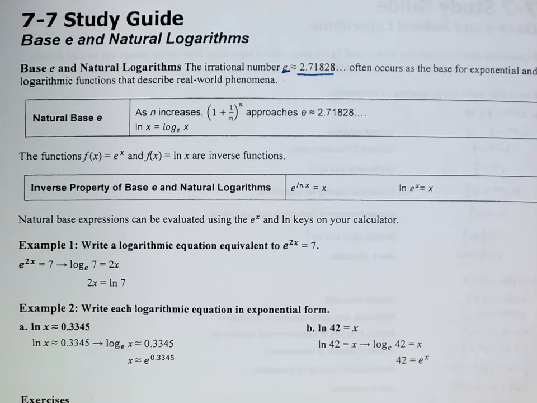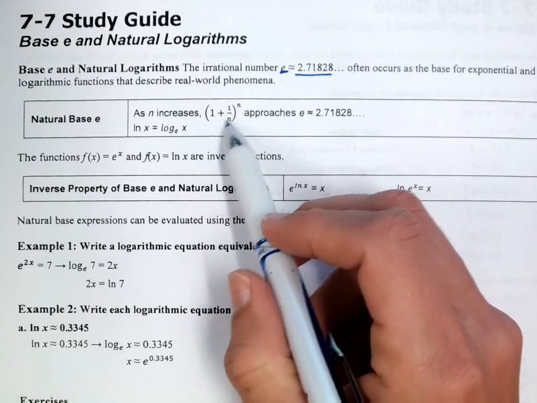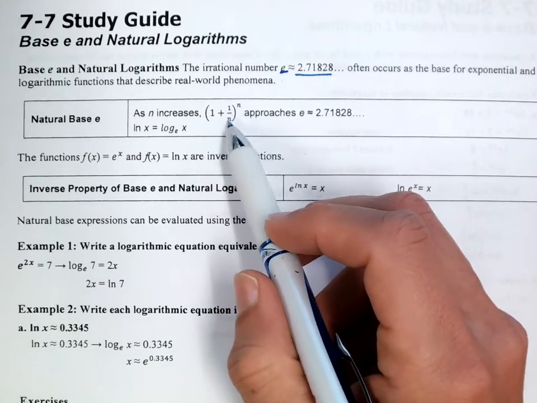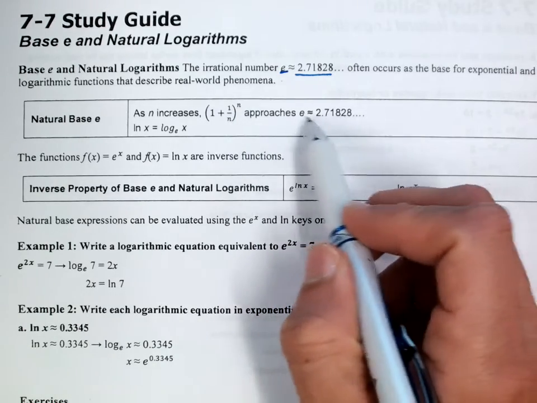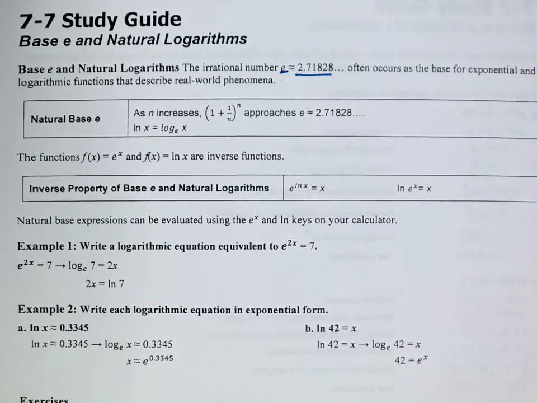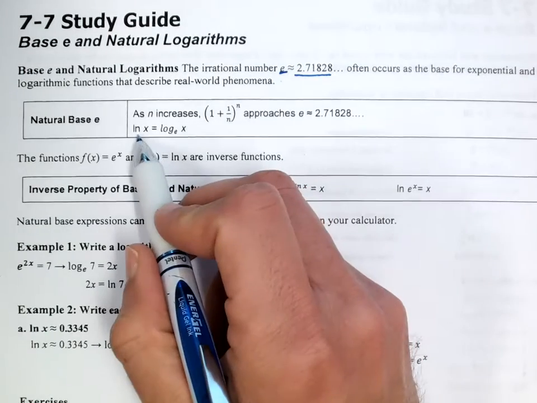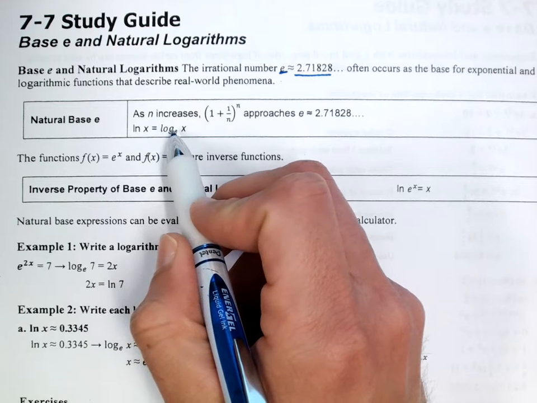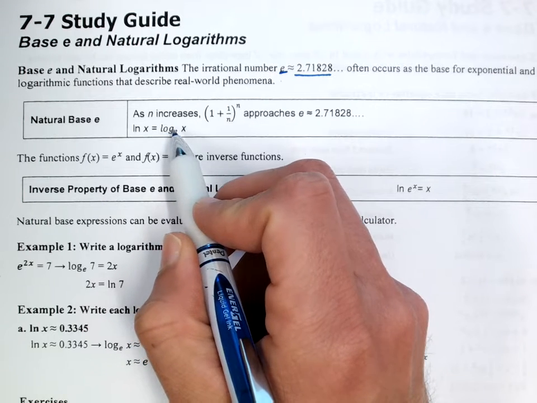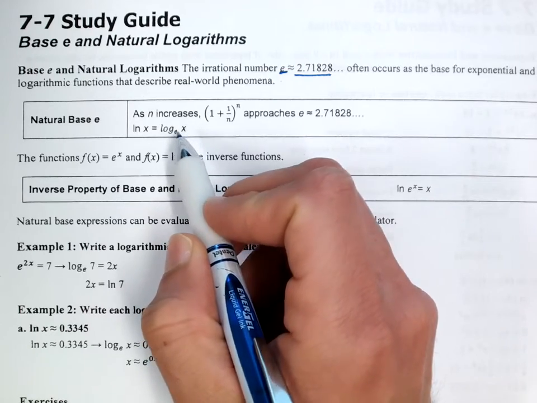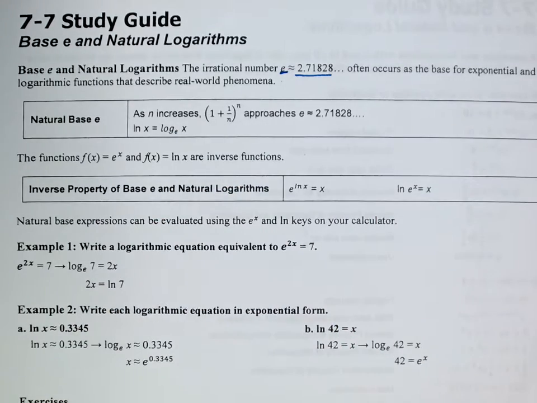So the e, base e, actually came from a formula that looks like this. As n gets bigger, that quantity approaches this right here. Now the other thing you need to know is that when I talk about the natural log, which will be written like this, I'm actually talking about the log base e of x. So this is the log base e of x, and that's the same thing as the natural log.